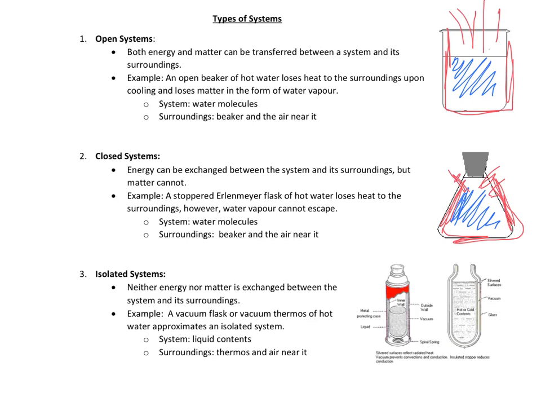The last type of system is an isolated system. In an isolated system, neither the energy nor the matter can be exchanged between the system and its surroundings. An example of this would be a vacuum flask or a thermos of hot water. A thermos of hot water is not exactly an isolated system, but it does approximate an isolated system and is more like an isolated system than it's like a closed system. In this case, the system in the vacuum flask would be whatever liquid contents are inside of the flask or the thermos. The surroundings would again be the walls of this thermos and the air around it.